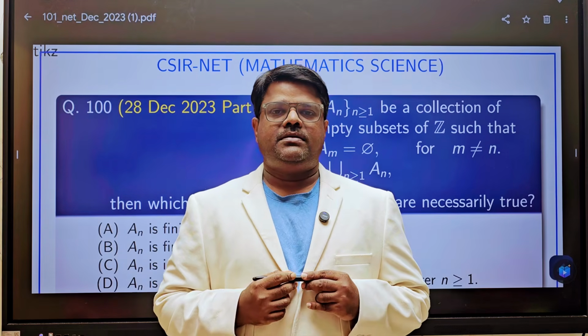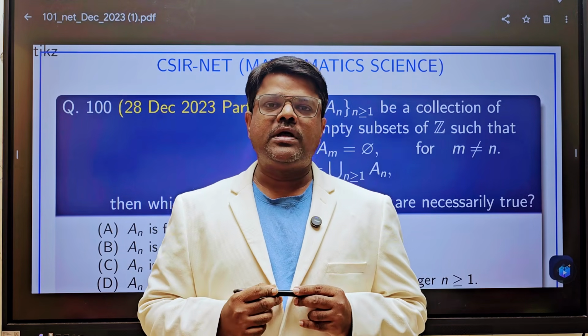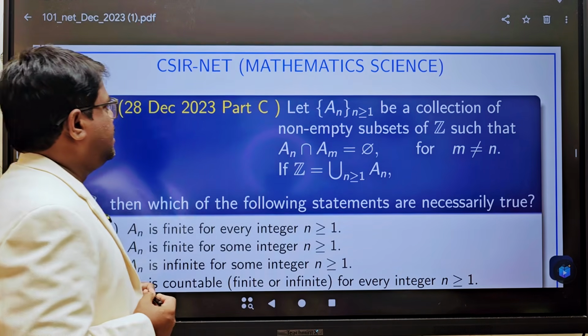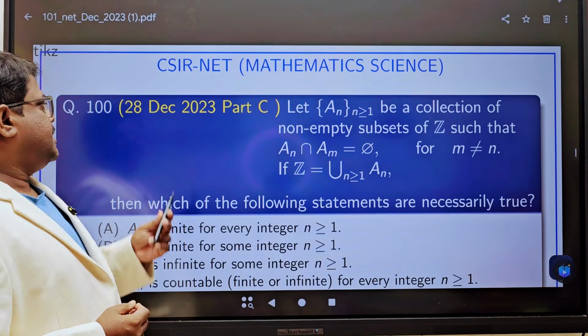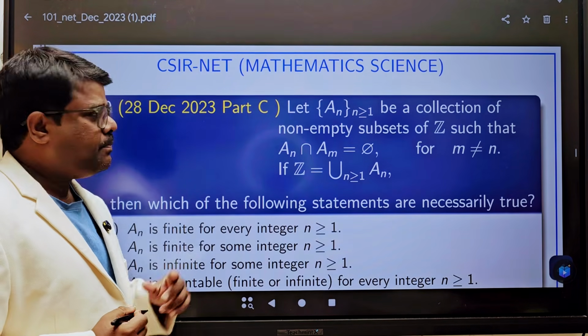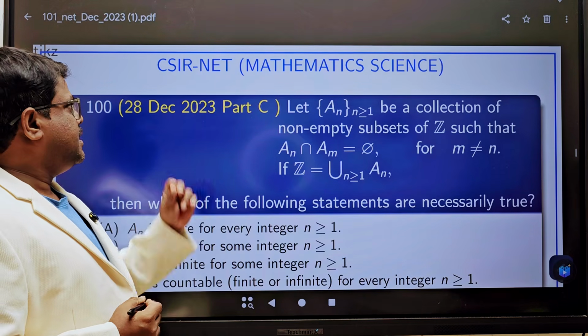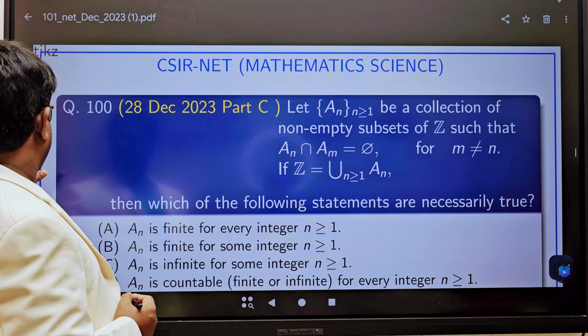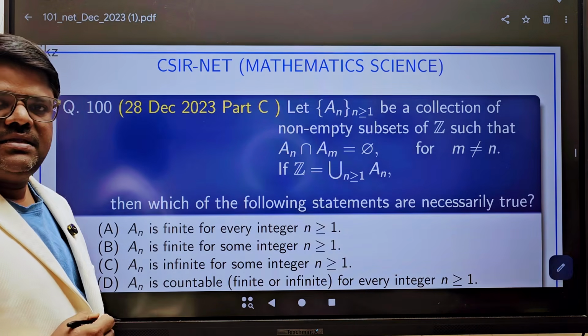Hello students, today I am going to explain one of the important problems. December 2023 Part C problem, it is CSIR NET Mathematical Science. First understand the question.